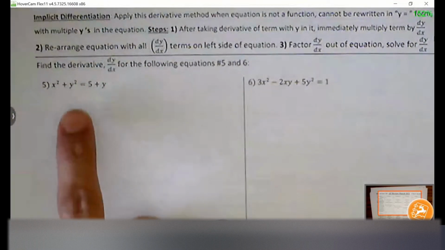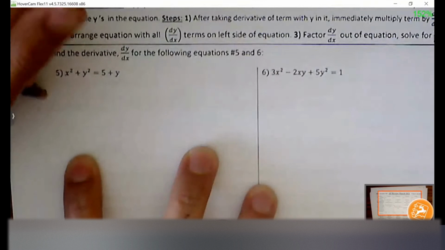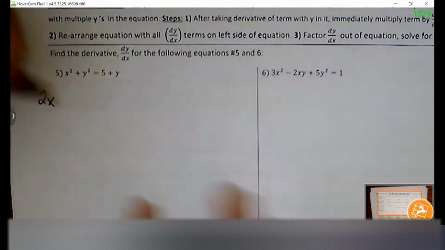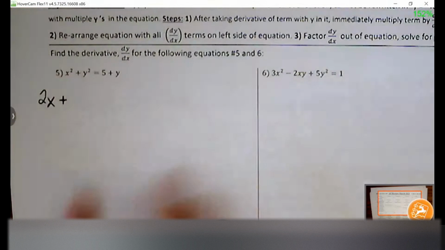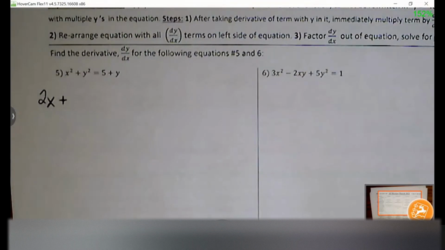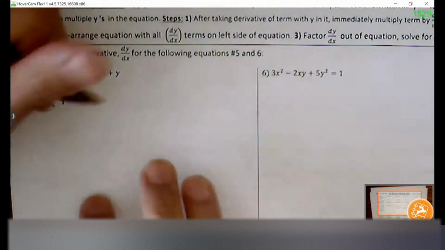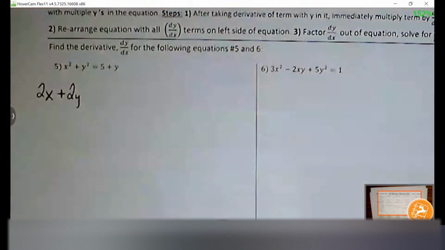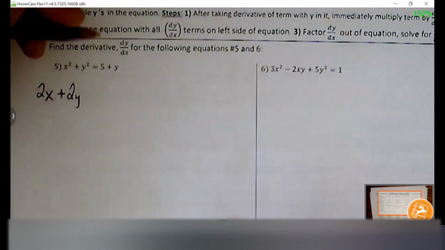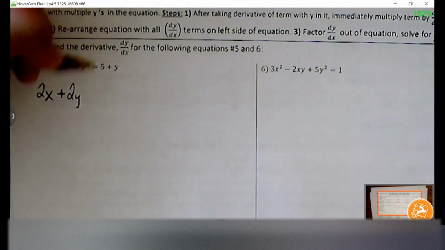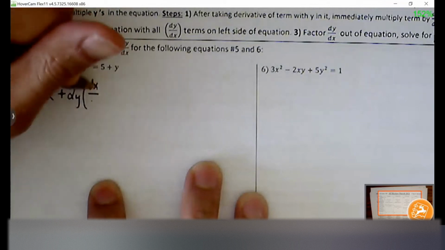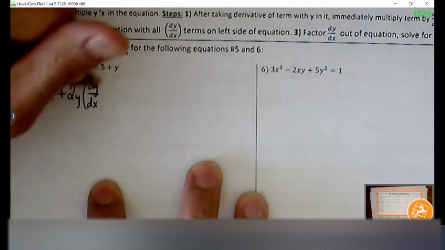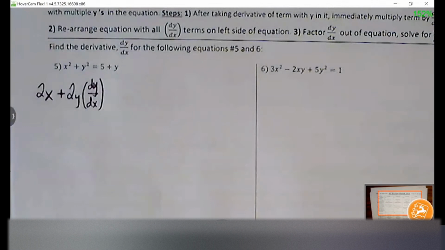So x squared becomes what? 2x. Right? Nothing unique, nothing special with that. So we move on. Y squared becomes 2y and dy dx, right? Because we're saying I'm finding the derivative of y with respect to my independent variable x. So I need to include that notation. Oops, dy dx equals.